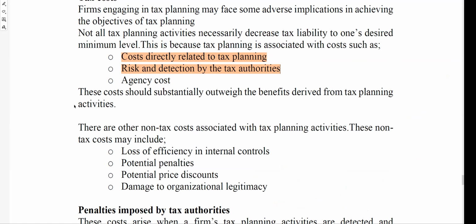The third one is agency costs. How do we explain this? Agency costs. When we say agency costs, how do we explain it?